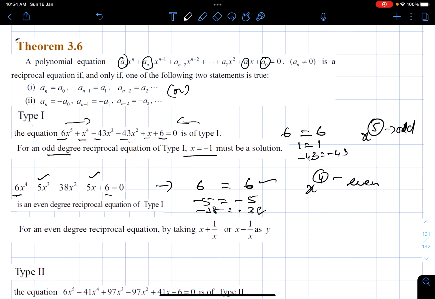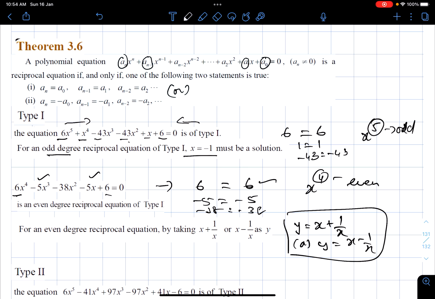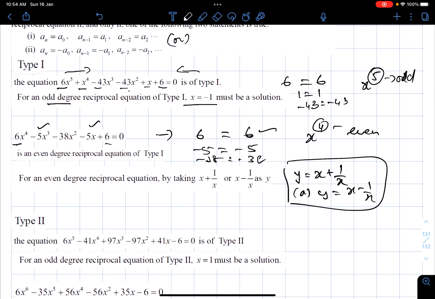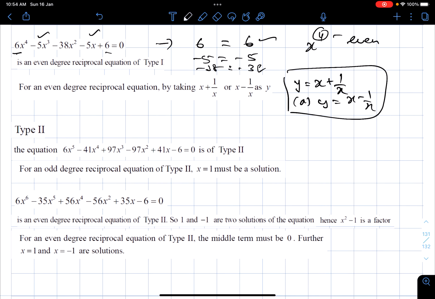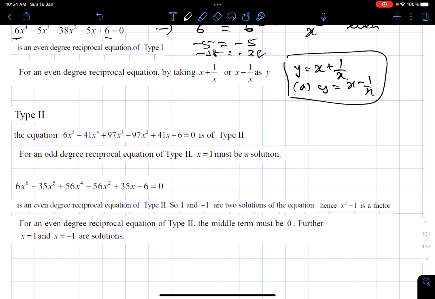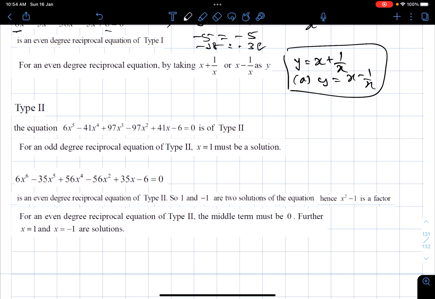So for even degree, you don't have any ready-made answers or clue like x equal to minus 1 or something. But you can take y equal to x plus 1 by x or y equal to x minus 1 by x. When you do the problem, you will understand why we are taking this. Okay. Now we'll go into our type 2. Type 2 also has got two, odd degree and even degree. We'll see first what is type 2, and then we'll go into odd degree.